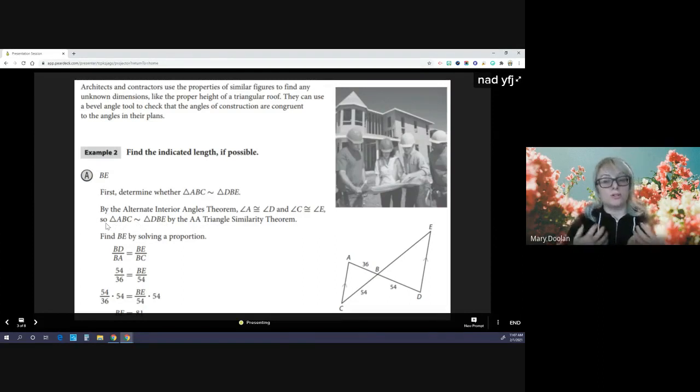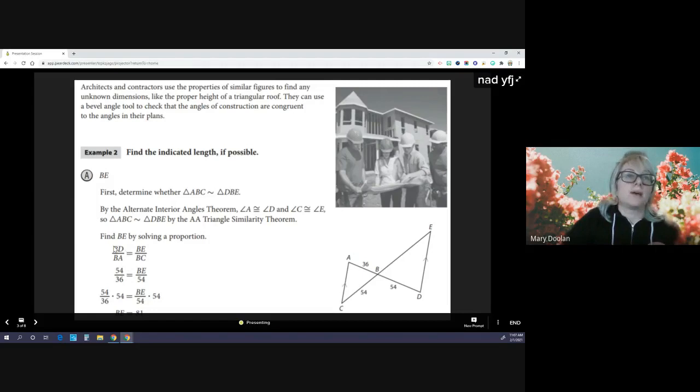So if we know those triangles are similar, then we can set up a proportion to solve for this missing side length of BE. And there's more than one way to set up a proportion, all right? You just have to make sure that you're putting things that you're comparing in the right spot. So one way to do that is BD over BA. Side length BD is right here. This is the side length of 54. That's proportional to side length BA, which is 36.